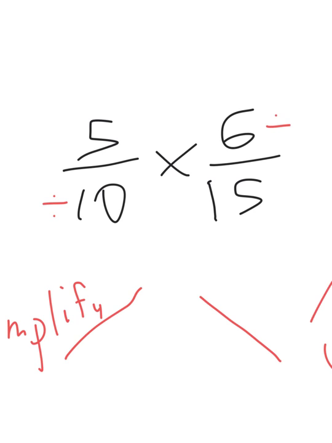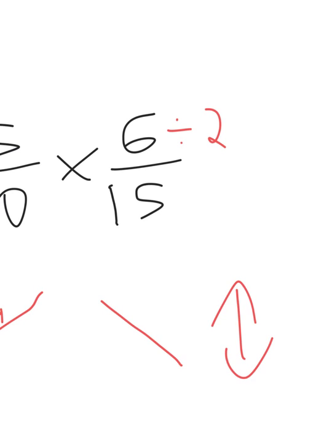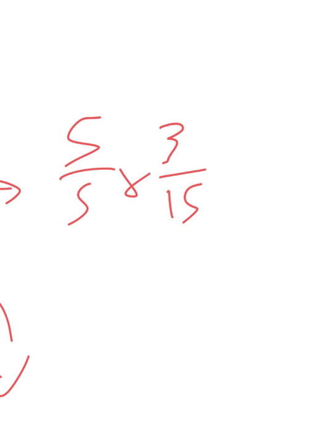What are you thinking about, Abshiro? 2. Okay, so 2 goes into 10 how many times? 5. And 2 goes into 6 how many times? 3. What's in the bottom, guys? 15 stays the same, right? Let's move it over here so we can see it better. So you have 5 over 5 times 3 over 15.